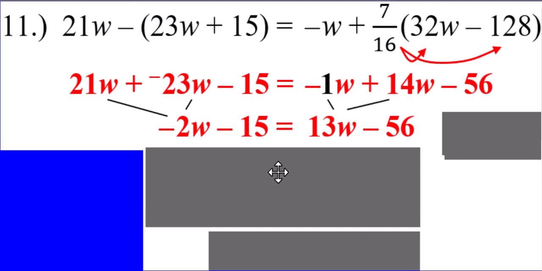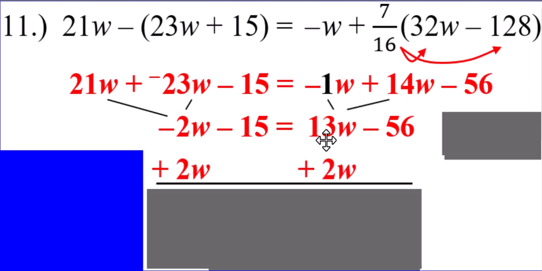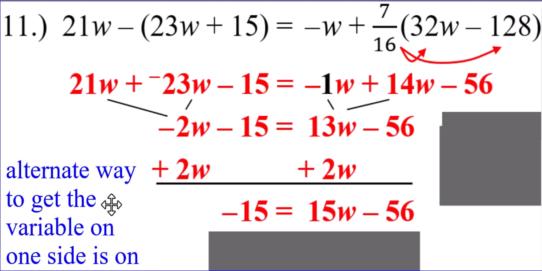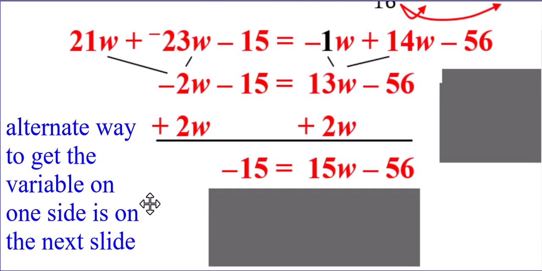From here, my recommendation, get a positive 15w on the right by adding by positive 2w, because a negative and a positive will give you the 0, eliminating the variable from that side. And like I keep saying every single time on all these problems, there will be an alternate way shown on the next slide. So those of you who added by negative 13w, I'll show you that on the next slide.